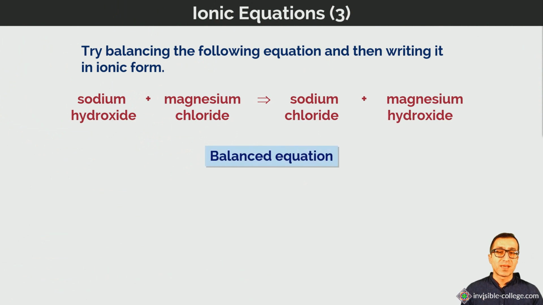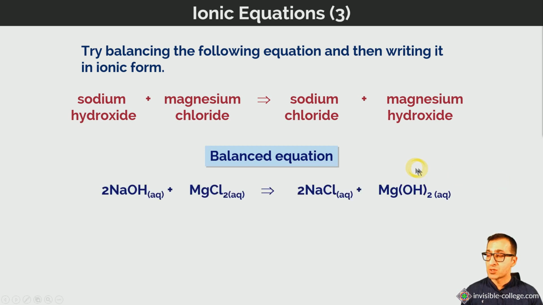Okay, so here's the balanced symbol equation. Sodium hydroxide has the formula NaOH, magnesium chloride has the formula MgCl2, sodium chloride we've seen is NaCl, and magnesium hydroxide is Mg(OH)2, with OH in brackets with a subscript 2. So to balance this equation we need 2 moles of sodium hydroxide reacting with 1 mole of magnesium chloride to form 2 moles of sodium chloride and 1 mole of magnesium hydroxide.